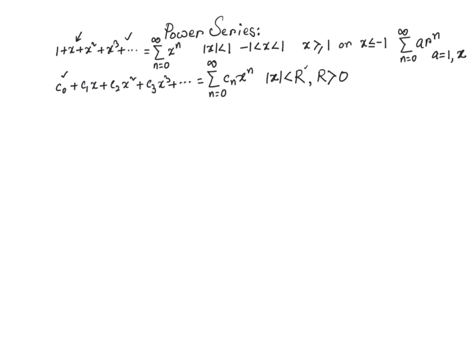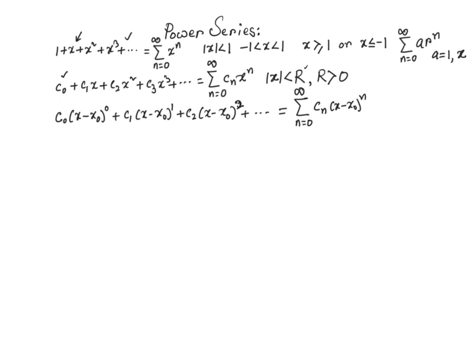And the most general definition is going to be this. So c naught times x minus x naught to the power 0 plus c1 times x minus x naught to the power 1 plus c2 times x minus x naught to the power 2 plus dot dot dot, and that becomes equal to summation n is equal to 0 to infinity c sub n times x minus x naught to the power n.